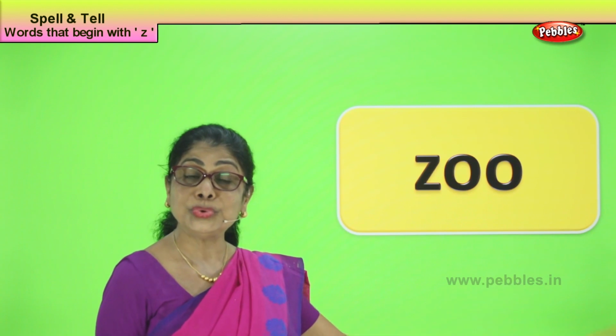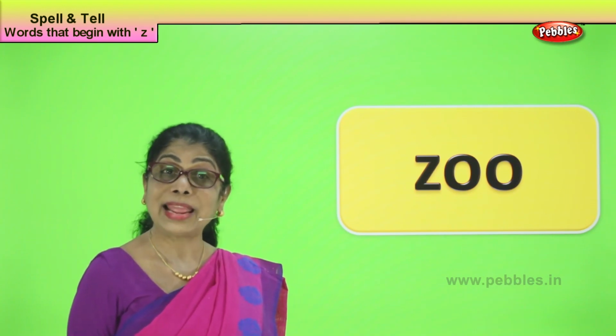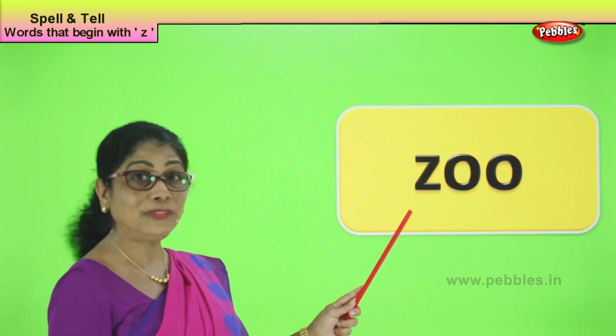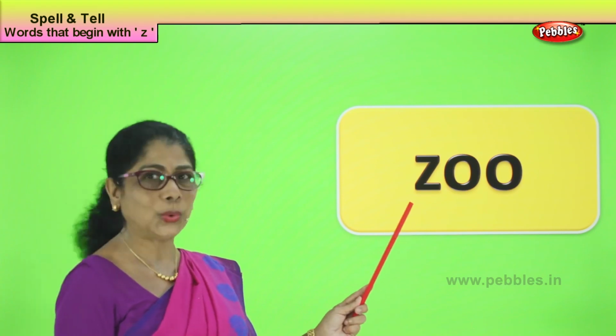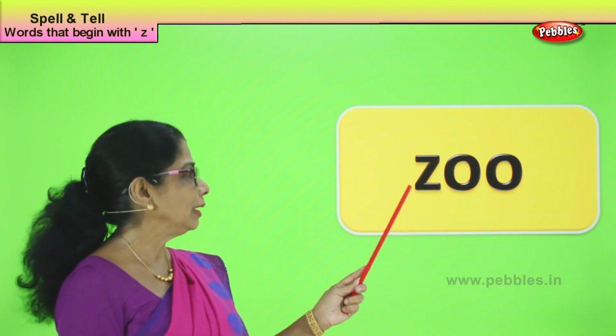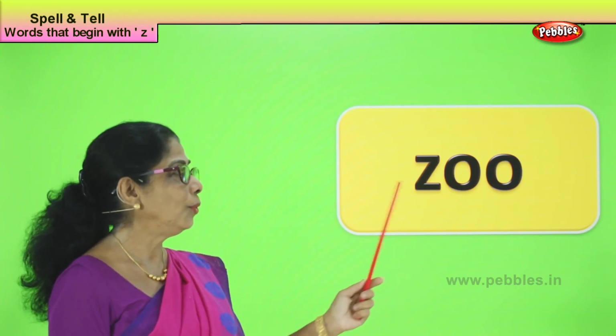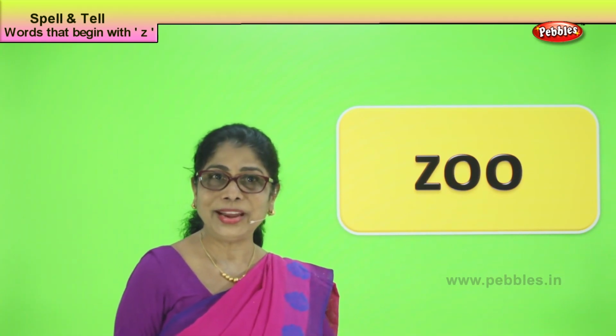What do you find in the zoo? Wild animals, rare birds, all kinds. So you love to visit a zoo? Come, let's go. Spell zoo. Z, O, O, zoo. Very good.